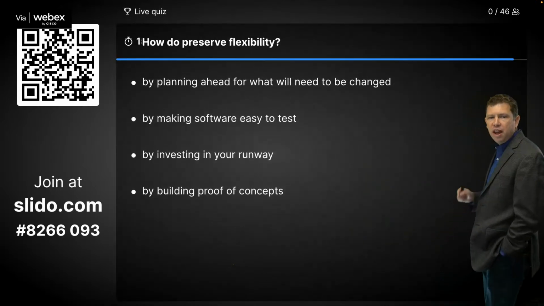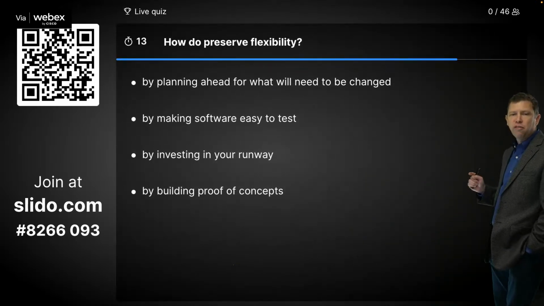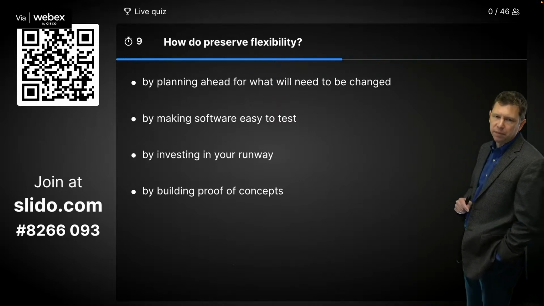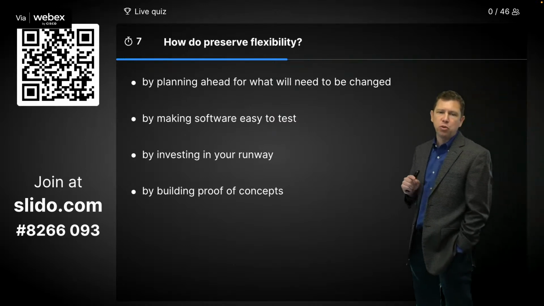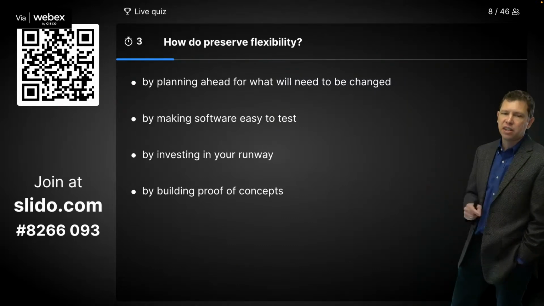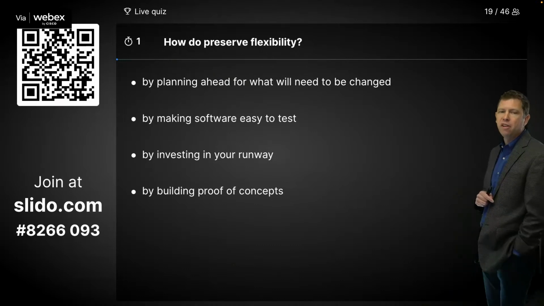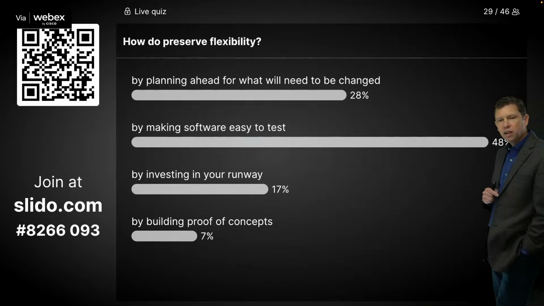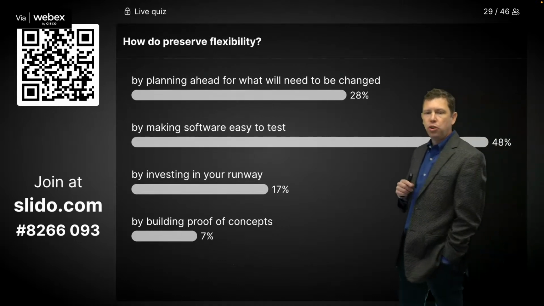Okay, next question. How do you preserve flexibility? Is it by planning ahead for what will need to be changed, by making software easy to test, by investing in your runway, or by building proofs of concepts? We mentioned this earlier, and let's see. So planning ahead for what will need to be changed.